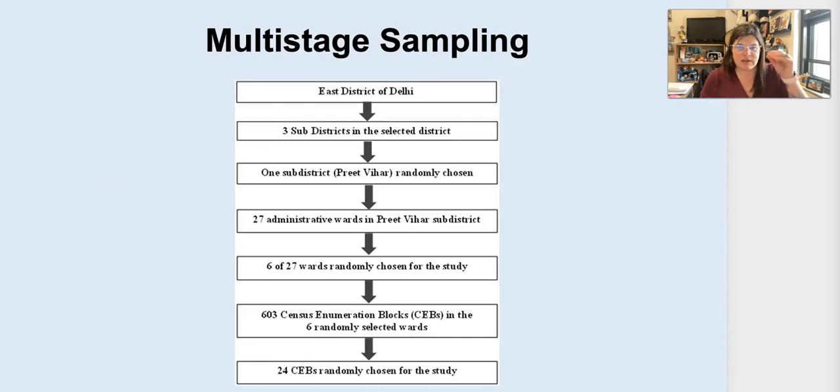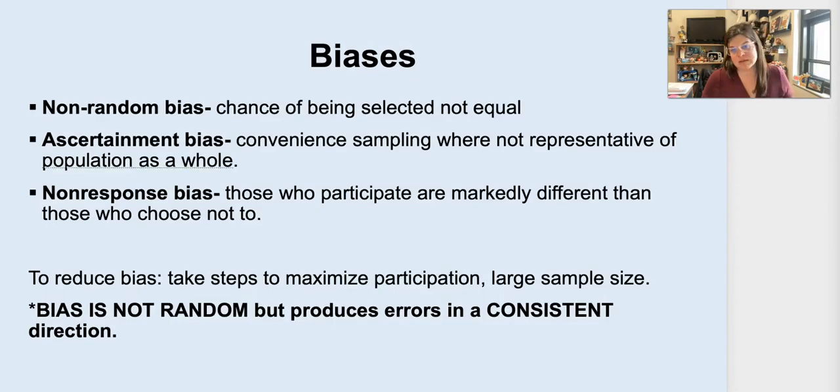We have the East District of Delhi, and then we look at 3 sub-districts, and then 1 sub-district, and then the wards within that district, and then we look at some of those. And so we keep getting smaller and smaller until we get to 24 for the study.